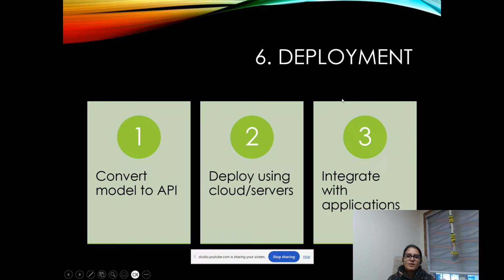And after that, deployment. Everybody waits for this point. This is converting the model to an API. Definitely we need to convert our model into an API so you can use it. What is the functionality of the API?